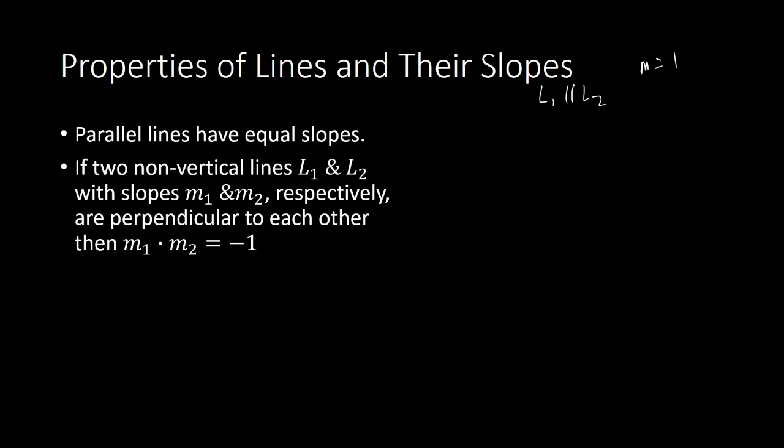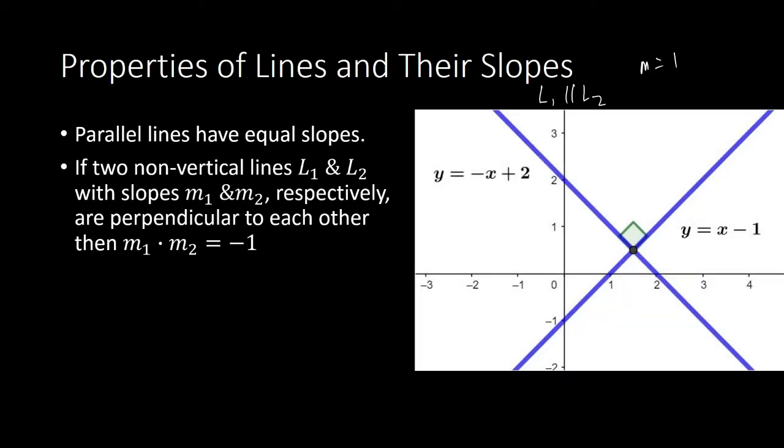If 2 non-vertical lines, L sub 1 and L sub 2 with slopes m sub 1 and m sub 2 respectively, are perpendicular to each other, then the product of their slopes is equal to negative 1. So these 2 lines are perpendicular to each other. They make a right angle at their point of intersection. This one, for example, has a slope of negative 1. m sub 1 is equal to negative 1. And m sub 2 here is equal to positive 1. If we get their product, it's equal to negative 1 times 1, which is negative 1.